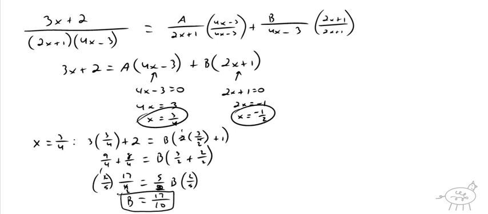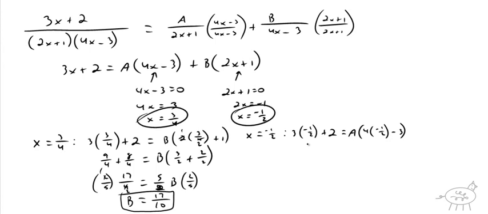Okay, so that's our first one, and we can do the other just right next to it. So x is going to be equal to -1/2. Get rid of the b here, and so we get 3 times -1/2 plus 2 equals a times 4 times -1/2 minus 3. Okay, and the b's cancel.